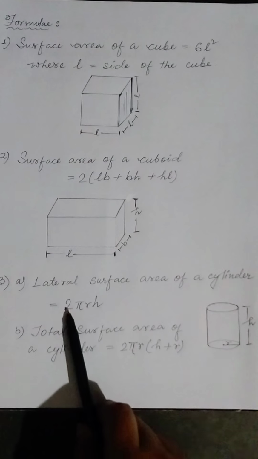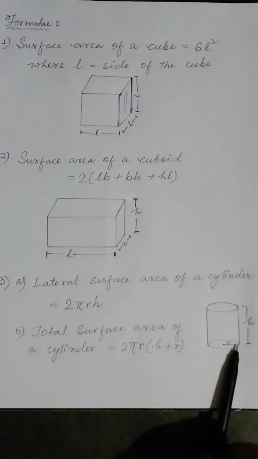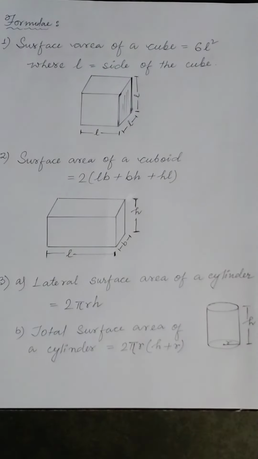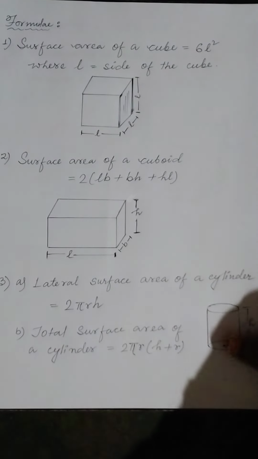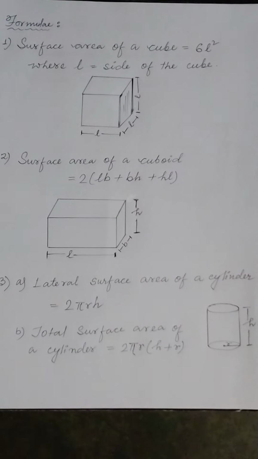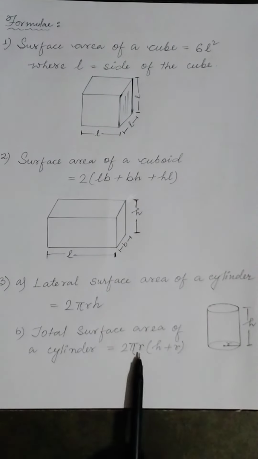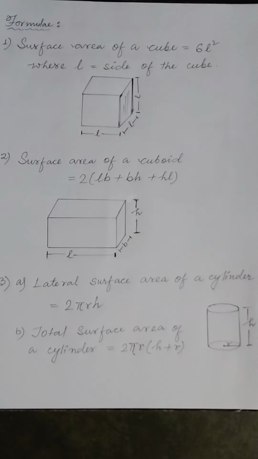The lateral surface area will be 2 pi r h, where pi is 22/7, r is the radius of the base of the cylinder and h is the height. And total surface area will be lateral surface area plus the area of these two bases. Bases are what? Circular bases. So the formula comes to be 2 pi r h plus 2 pi r square. Total surface area of a cylinder equals 2 pi r (h plus r), and lateral surface area is also known as curved surface area. I forgot to write: it is a curved surface.